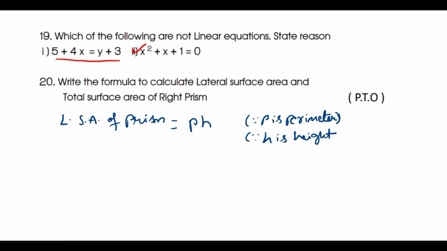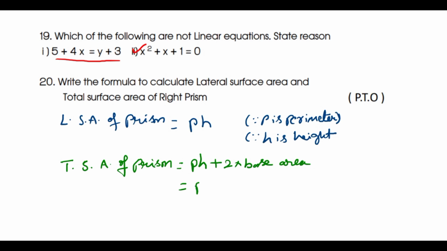H is height. Next one, total surface area we need to take, TSA. Total surface area of a prism is PH plus 2 times the base area. That means how we write in short form, PH plus the base area we can take as capital B, 2B. Okay, so most of the students I think don't know this formula, so it is very important according to the syllabus. So learn this formula very well.